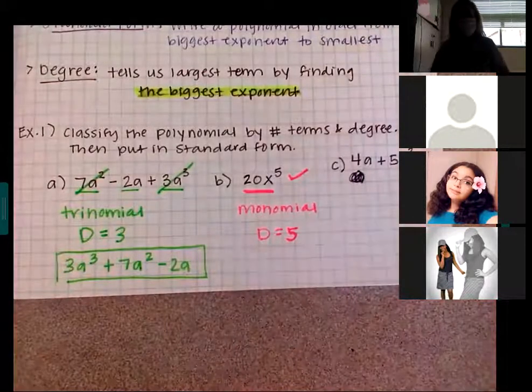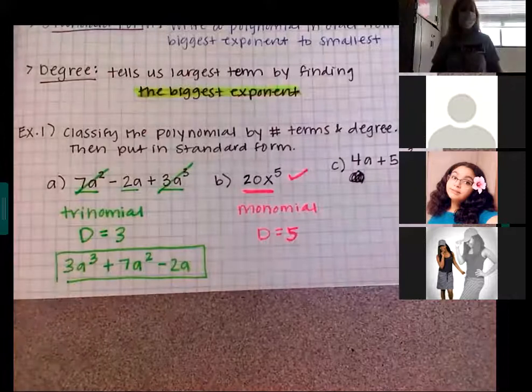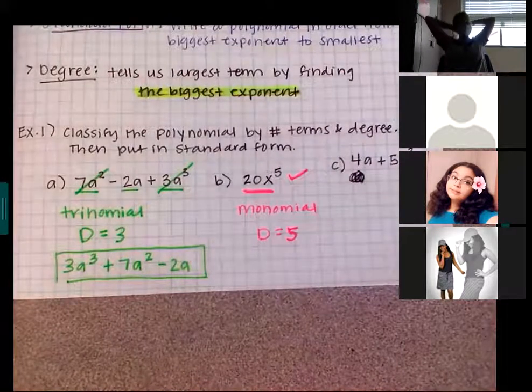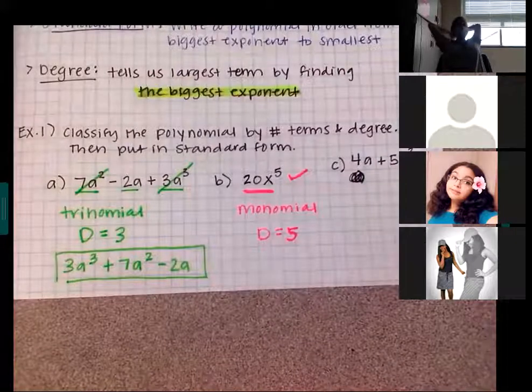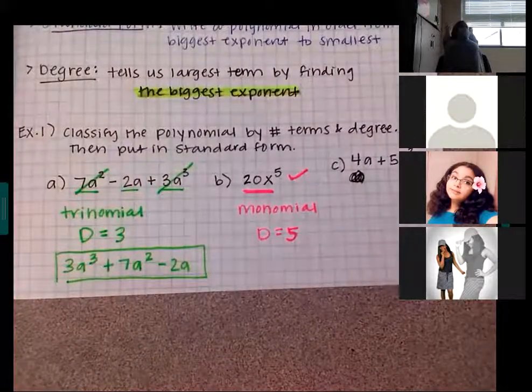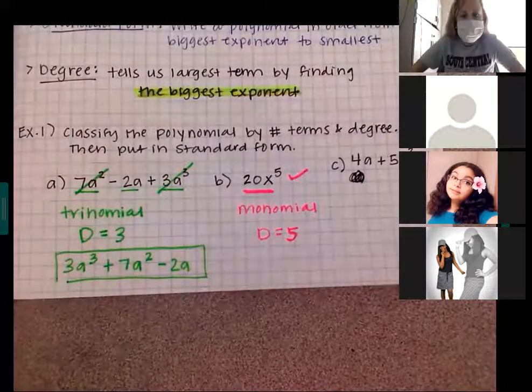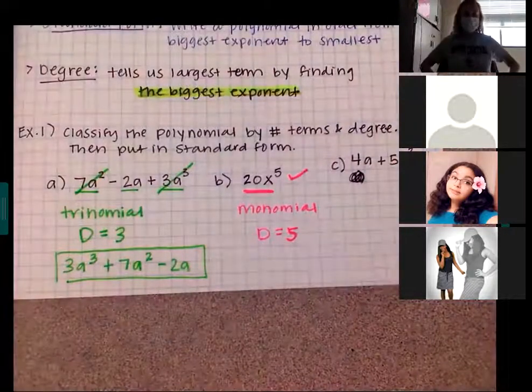All right, y'all write down that one and y'all try that one for me. So 4a plus 5c squared minus 6b minus 18a squared. Write it, tell me how many terms, tell me what the degree is, and then put it in standard form.